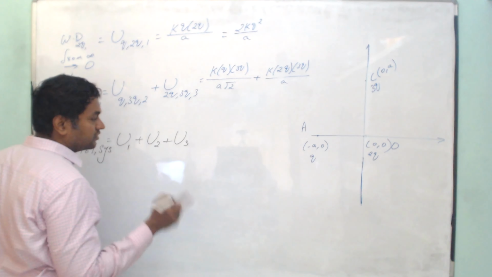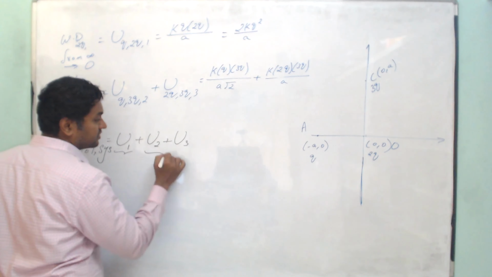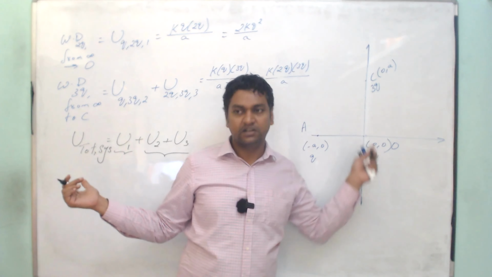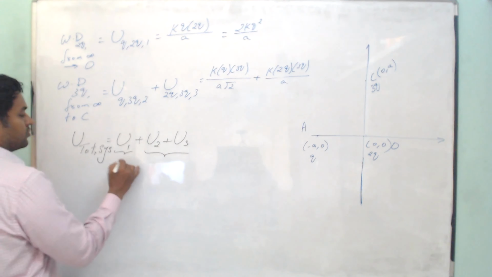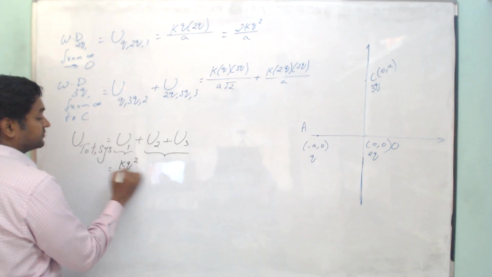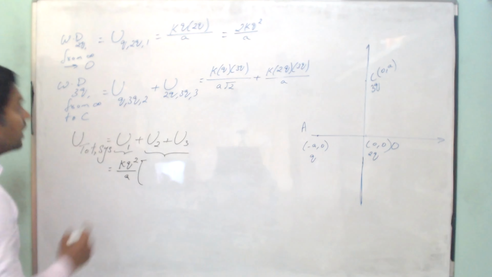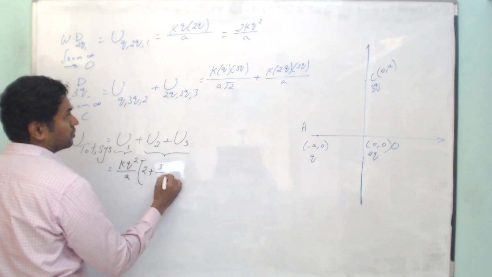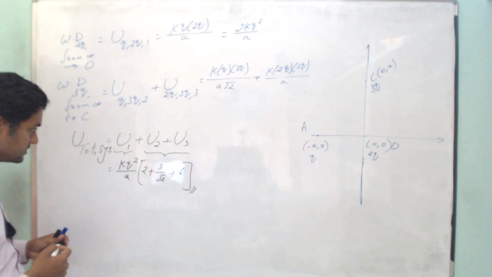Is this clear? But the work done to bring the first charge is this, the work done to bring the 2Q charge is the first one, and the work done to bring the 3Q charge is these two together. Clear? And the addition of all of it will give me the total potential energy of the system. So I'll take KQ square by A common because it's common everywhere. We will have 2 plus 3 by root 2 plus 6. Clear?